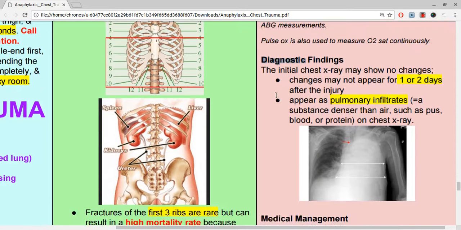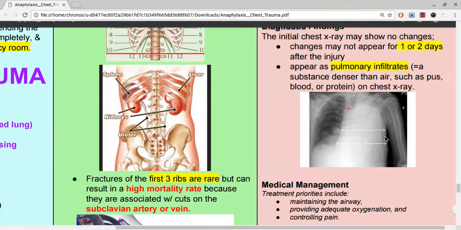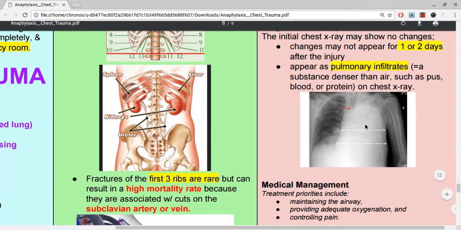And with regards to diagnostic findings, the initial chest x-ray may show no changes. So initially, when they come in with a bruised lung, you might not see any changes until later on, like 1 to 2 days later, when the fluid starts to accumulate in the lungs, in the form of blood or fluids, whatever. And that's going to appear as pulmonary infiltrates in the chest x-ray. And pulmonary infiltrates are basically a substance that's denser than air, such as pus, blood, or protein. And they look white on the x-rays. And here's a picture of that.